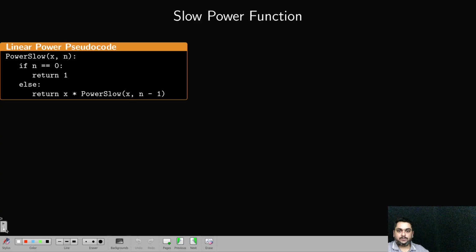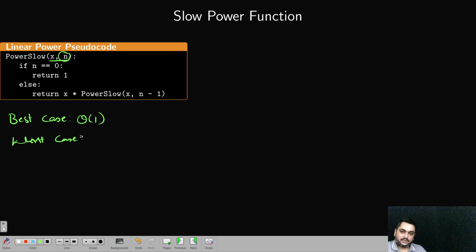Next, slow power function. What exactly is it doing? It is taking two inputs, but I am calculating based on the asymptotic notation based on the input size. So what is the best case? Best case occurs when n equal to 0. It takes only one operation, return 1. Else, go for the worst case.